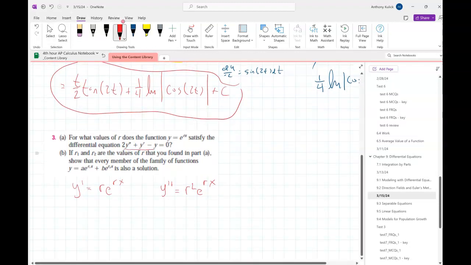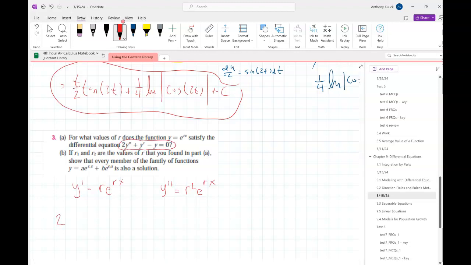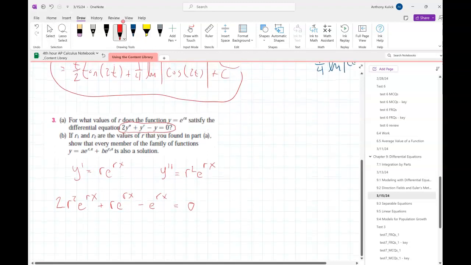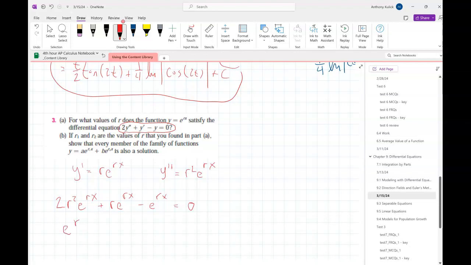So now I'm going to plug in things to here. So I have 2r squared e to the rx plus r e to the rx minus e to the rx equal to 0. So far, so good. I'm going to go ahead and notice that each term of that has an e to the rx in it. So I'm going to factor that out.